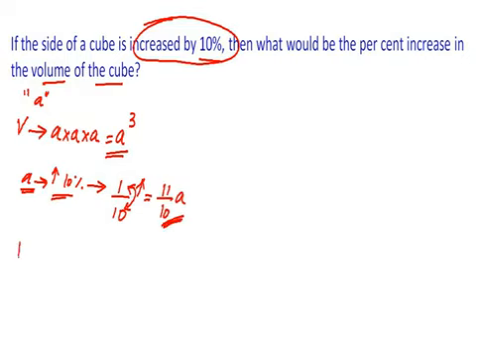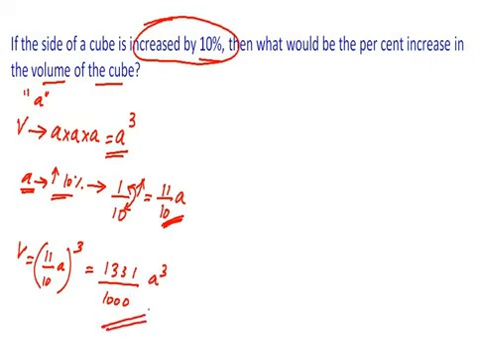So what is going to happen to the volume of this cube then? 11 by 10 A, the whole to the power of 3. And what is 11 cube? 1,331. And what is 10 cube? 1,000. So 1331 divided by 1000, A to the power of 3. So this will be the new volume, right? After increasing the side of the cube by 10%. So we can assume this as the old value and this as the new value.